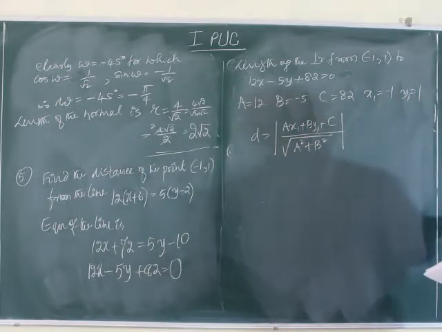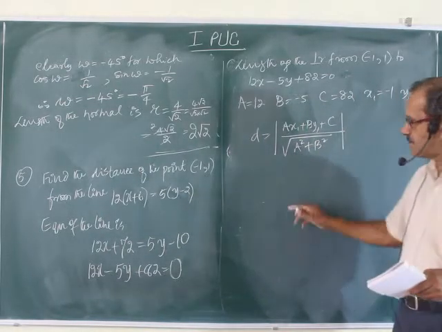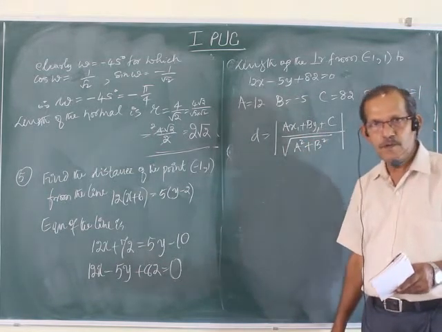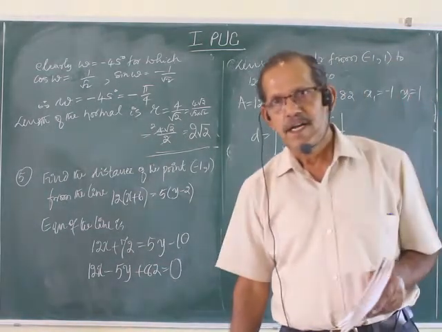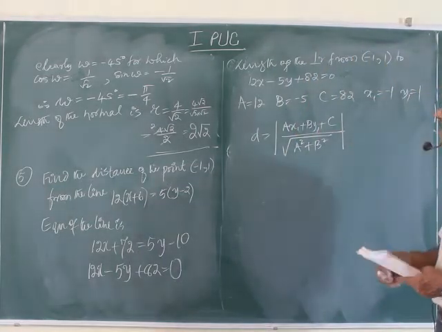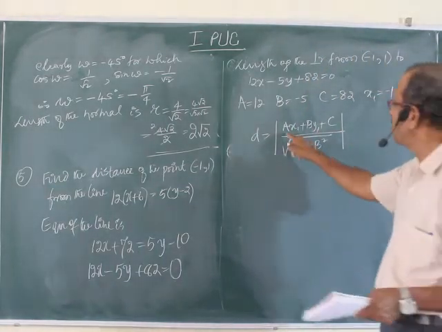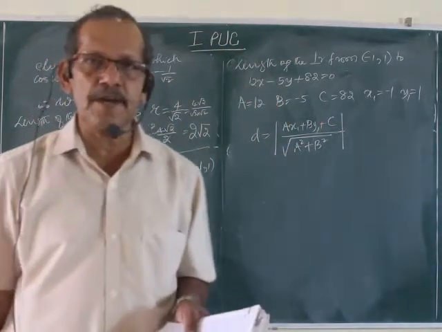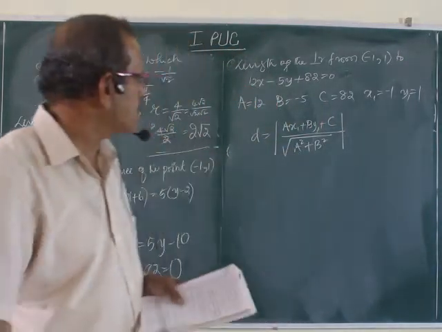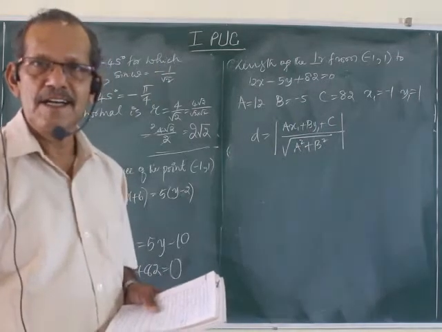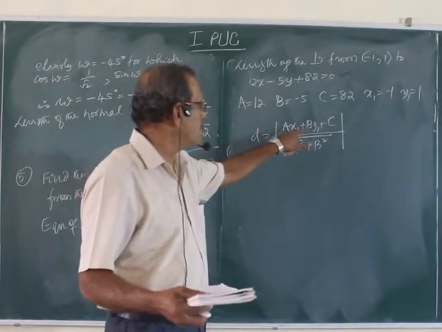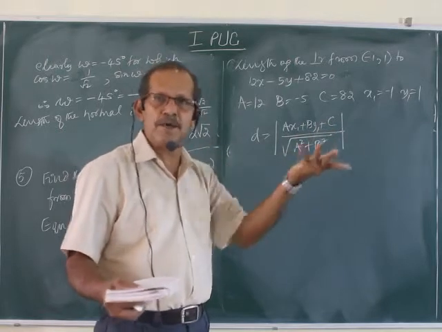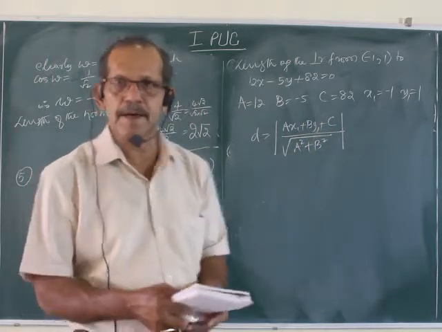Don't confuse with the letters I have given in the previous list of formulas, in which I have taken small a, small b. Don't bother about those things. In a different textbook you may find the letters will be different. In some textbook I have seen it is LX plus MY plus N. In that case it is LX1 plus MY1 plus N divided by root of L square plus M square. Whatever may be the formula they may give.